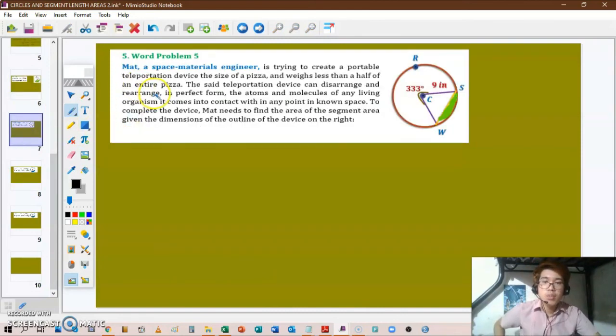So Matt is a space materials engineer and is trying to create a portable teleportation device the size of a pizza and weighs less than half an entire pizza. Okay, so this is a portable teleportation device. The said teleportation device can disarrange and rearrange molecules and atoms or any elementary particles at perfect condition. So to complete the device, Matt needs to find the area of the segment here. So how do we do that?